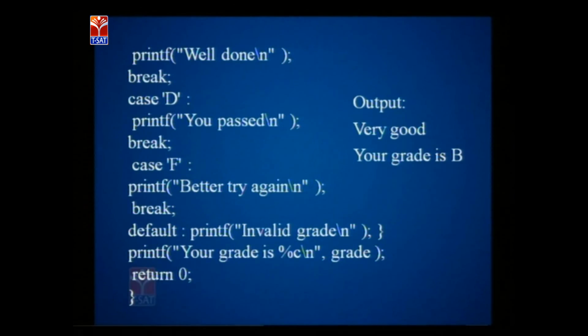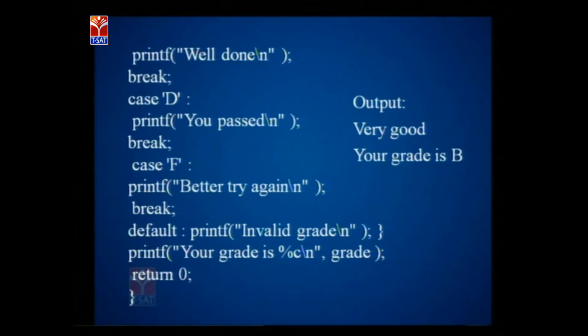Under case F, "Better try again" is given. If that matches the grade, then it will also be printed. Default is also added, as we have studied. In a printf, "Invalid grade" has been given, which means that if all the above grades in the cases are not correct, the invalid grade message will be given. As we have studied, grade B requires an output called very good, and under grade B that output will be given. And let us have a look at all the pictures above.